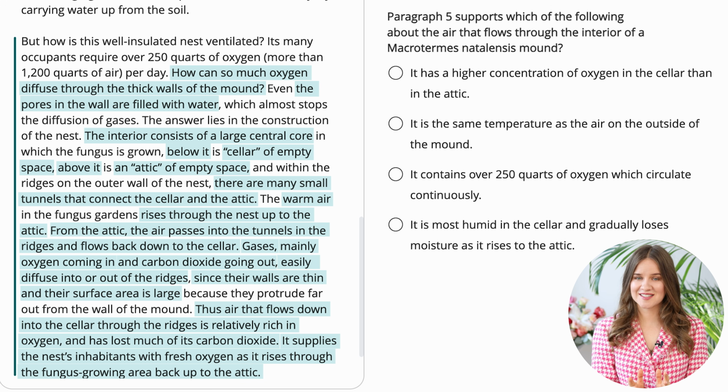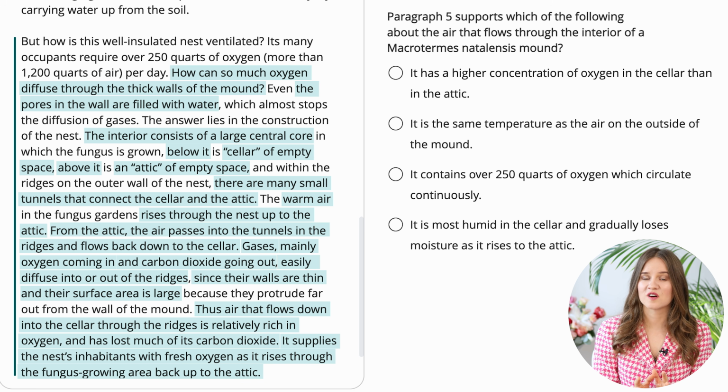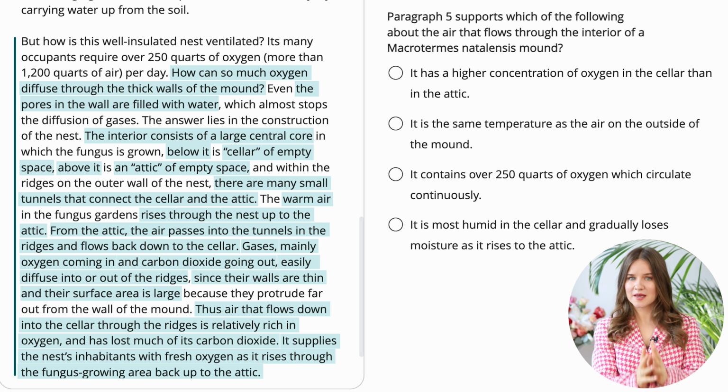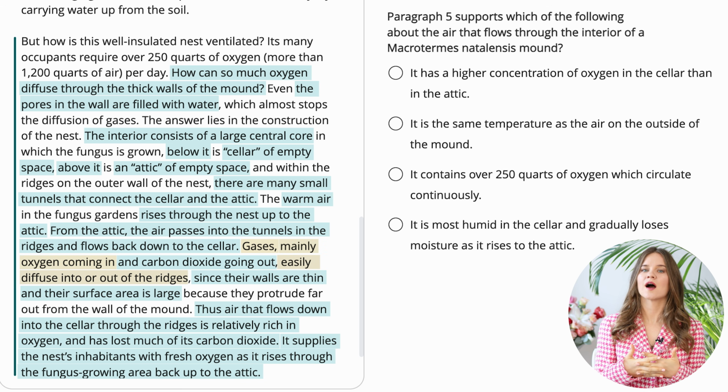It supplies the nest's inhabitants with fresh oxygen as it rises through the fungus growing area back up to the attic. Based on this information, I can see that the cellar is rich in oxygen, while gases, mainly oxygen coming in, easily diffuse into or out of the ridges, which makes A the correct answer.